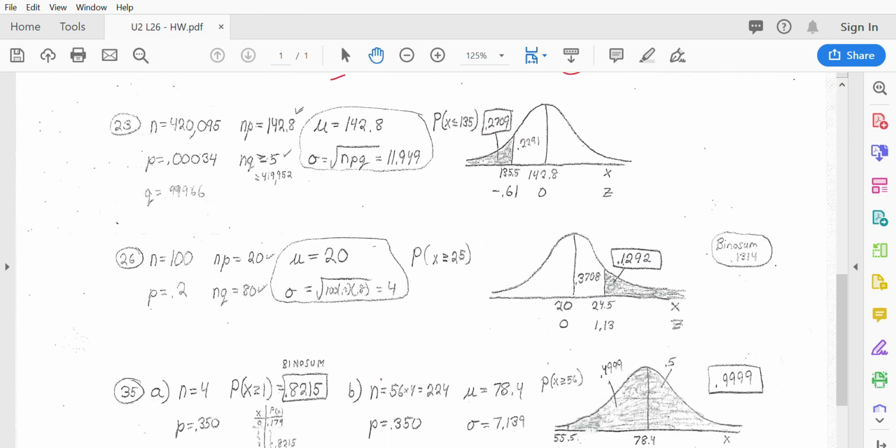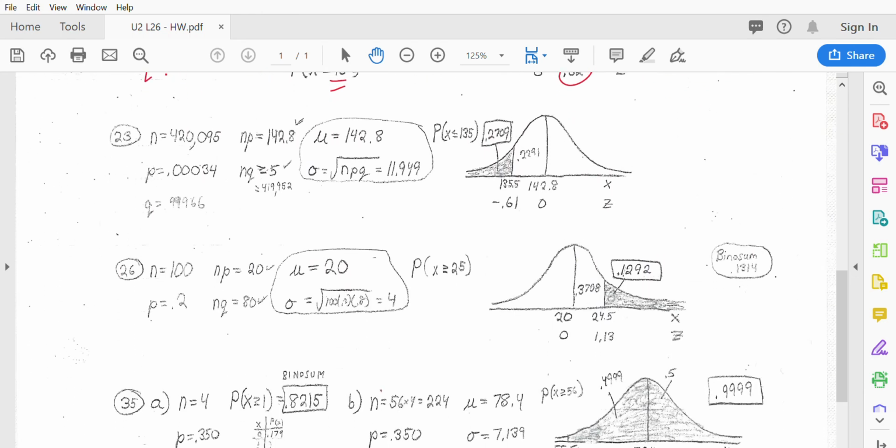The last question I'm going to go over, well actually last two, sorry. 23, cell phone use and brain cancer. Again, we've gone over this example a number of times. It keeps coming up in our book. 420,000 trials. No way we can do Binosum here. So the mean is 142.8. Standard deviation 11.949. It says find the probability of getting no more than 135 brain cancer cases.